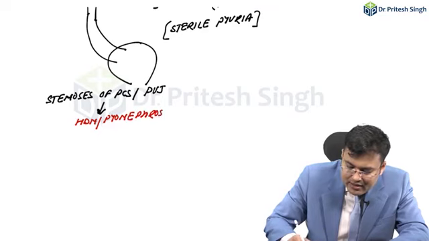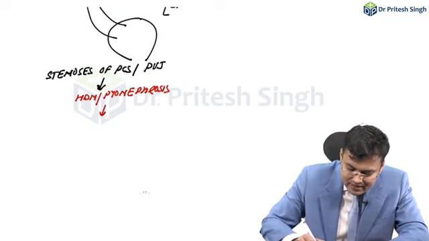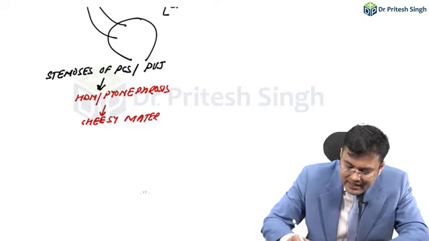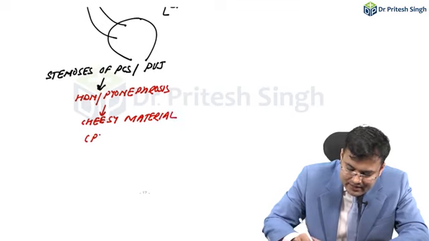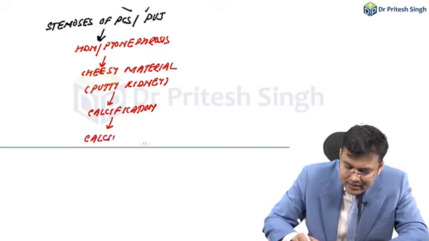Actually speaking, pus collection is not there. Actually speaking, there is collection of cheesy material, and the kidney is filled with cheesy material, which is known as putty kidney. After that, there is calcification. Calcified kidney is known as cement kidney.